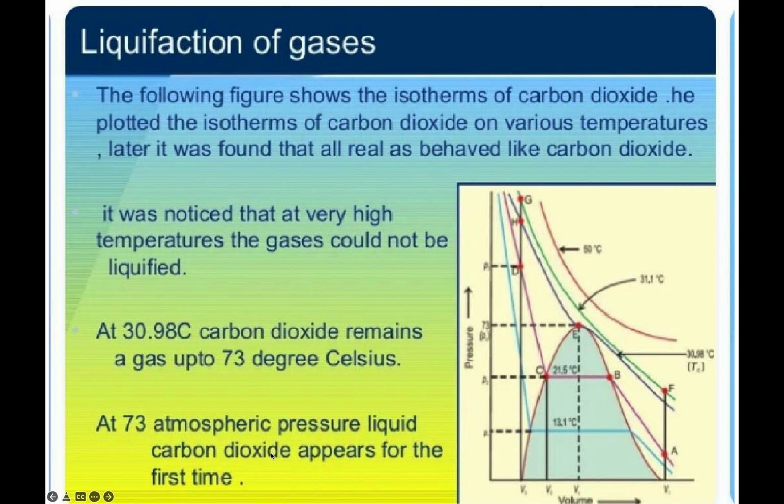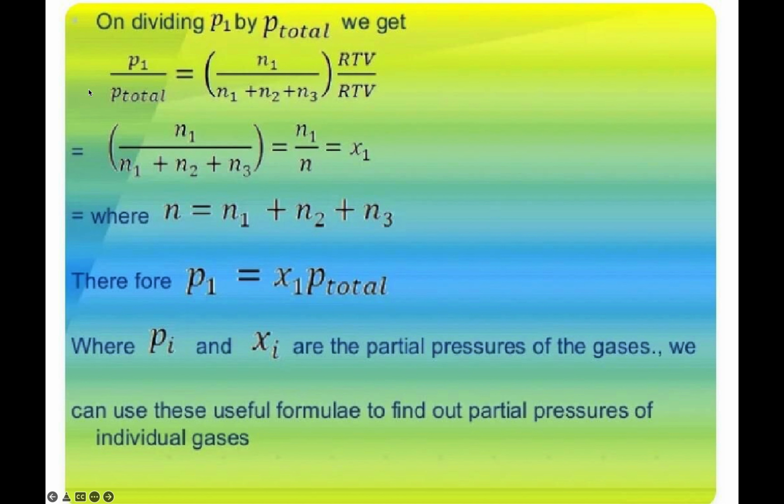So remember that. Okay, next, when you divide P1 by P total, we get P1 by P total is n1 by (n1 plus n2 plus n3) RT/V. So n1 by (n1 plus n2 plus n3) is equal to n1 by n, that is X1, where n is equal to n1 plus n2 plus n3. So therefore P1 is equal to X1 P total, where Pi and Xi are the partial pressures and mole fractions of the gases. So you can use this formula to find the partial pressures of individual gases.